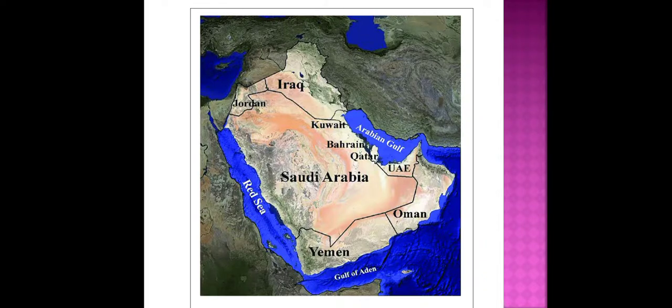So here you can see the blue shaded area, the Gulf of Aden, the Arabian Gulf, and the Red Sea. This peninsula is also surrounded on three sides by the Gulf of Aden, the Arabian Gulf, and the Red Sea, but is connected to the mainland on one side. This is also one type of peninsula. So that is what we had to talk about the major landforms of the Earth's surface.